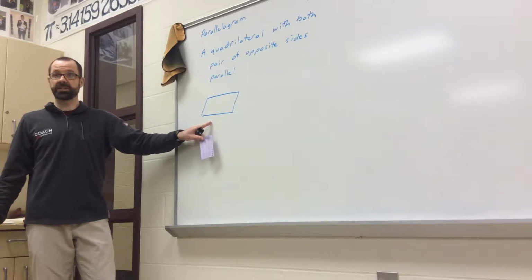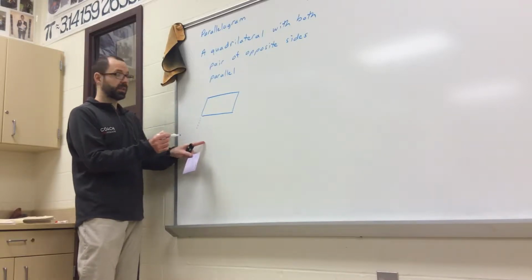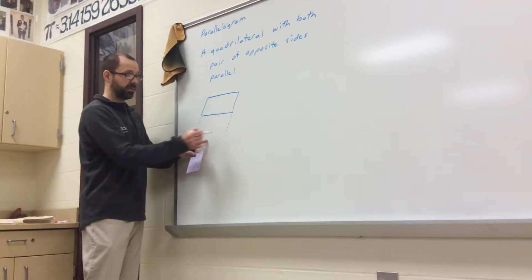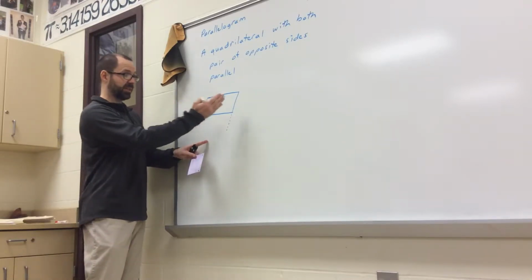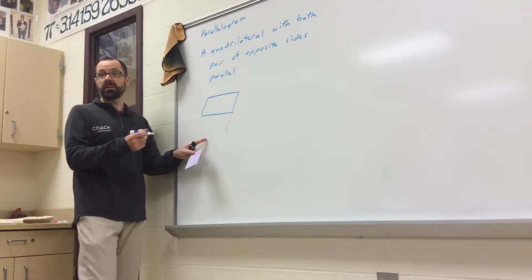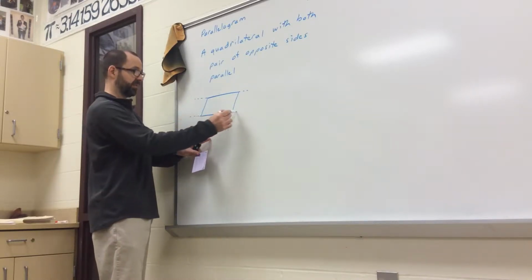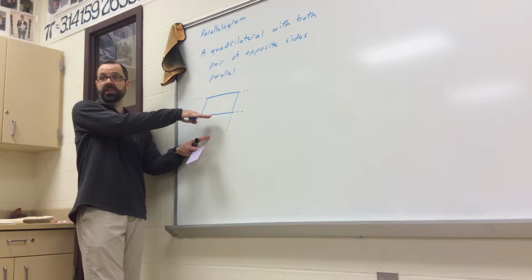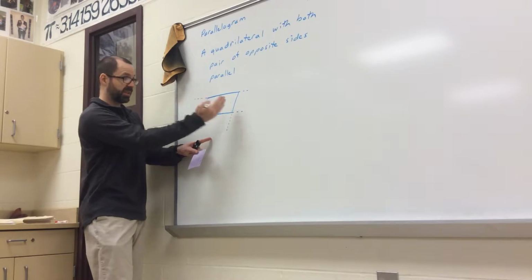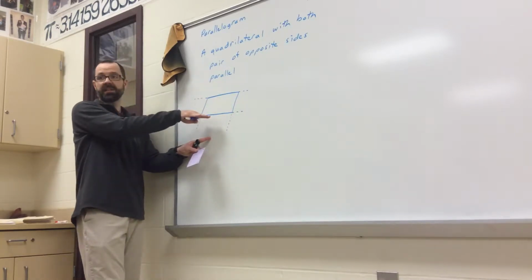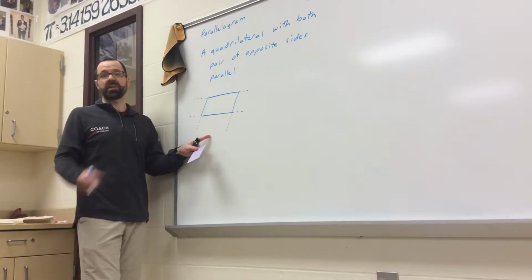And the reason why is if I extended this side forever and also extended this side forever, they would never hit each other. So this side is parallel to that side. And also, if I extended this side forever and extended this side forever, that top side would never hit that bottom side. So that's parallel to that. So this side's parallel to that side, and this side's parallel to that side. So we have both pair of opposite sides parallel. So that makes this a parallelogram.